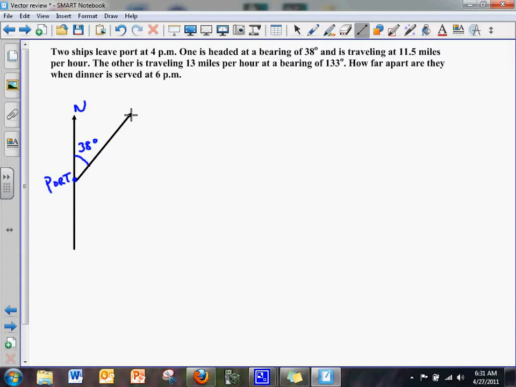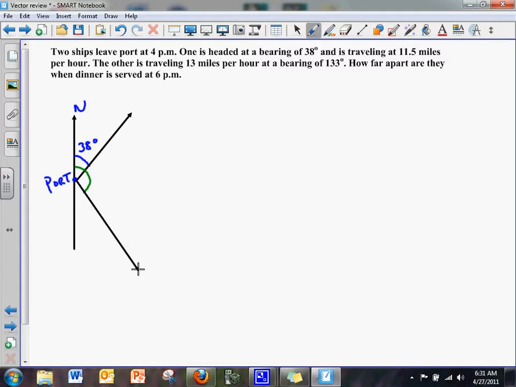All right. The second one travels at a bearing of 133, so 90 plus 43, right about there. So it's traveling down and to the right on my diagram. There's the direction of that boat. It's traveling a little bit faster, so I'm going to make this arrow a little bit longer than the arrow I just drew.